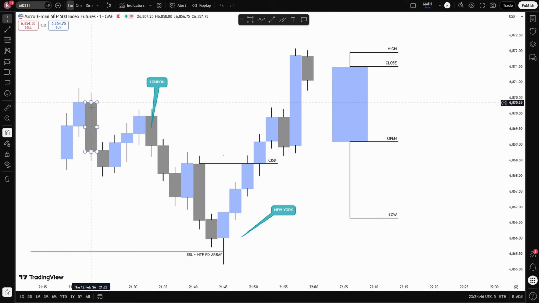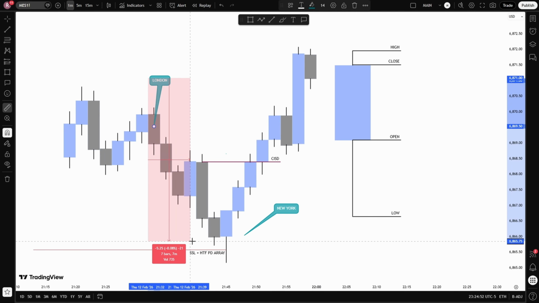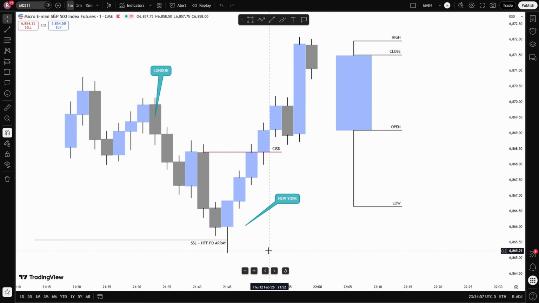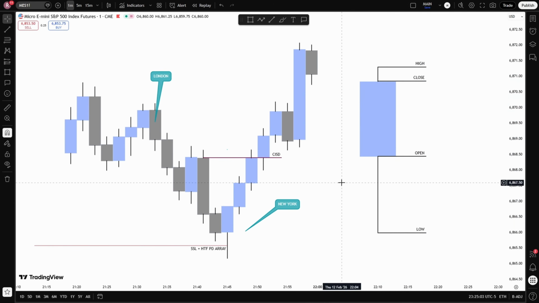So here we are with a bullish New York reversal. You can see London moves lower, but it never reaches a relevant higher time frame level. There's no delivery into a key PD array, so there's no reason for price to reverse yet. Because of that, price just continues to retrace. London basically sets up the draw, but it doesn't complete it.